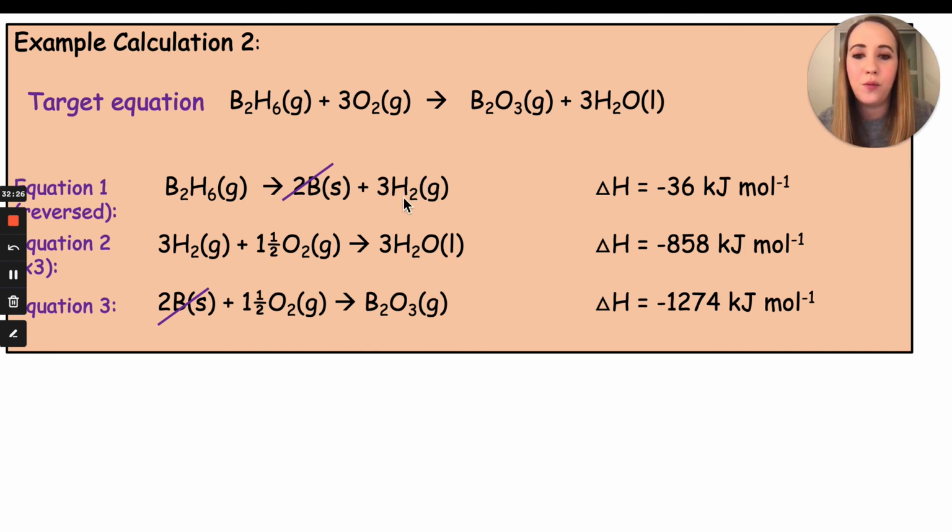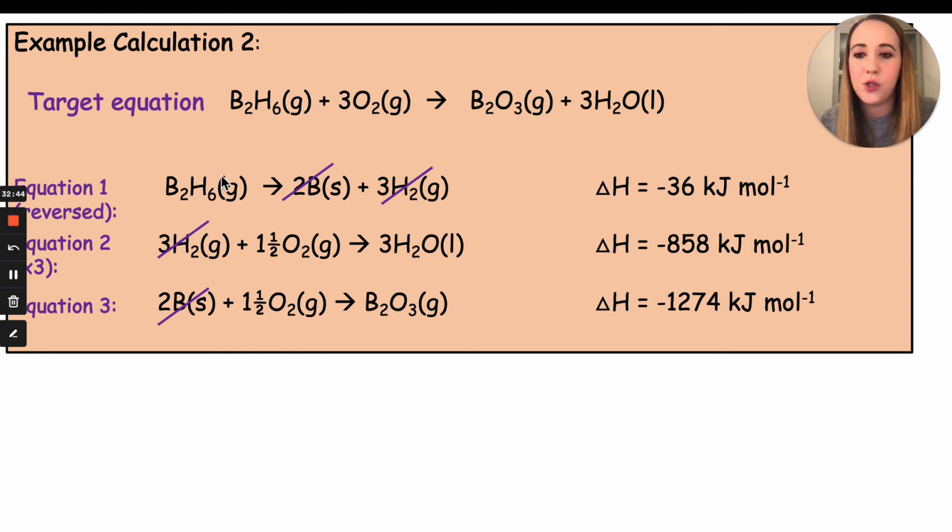Also in equation 1 we've got 3H2, which does not appear in the target equation, and in equation 2 we've got 3H2 on the left hand side. So both of these are going to cancel each other out as well. And that should leave us with our target equation.